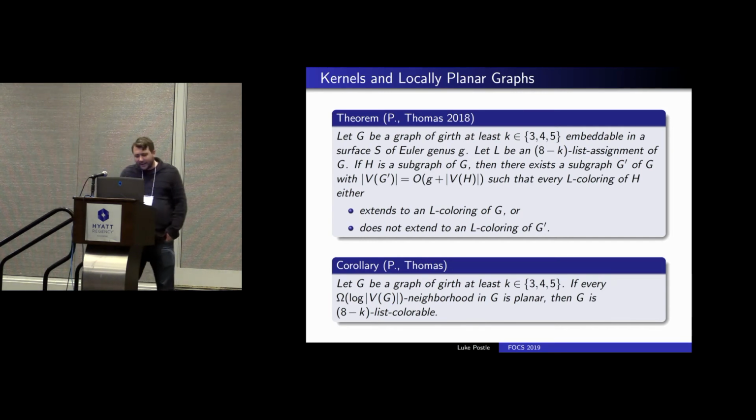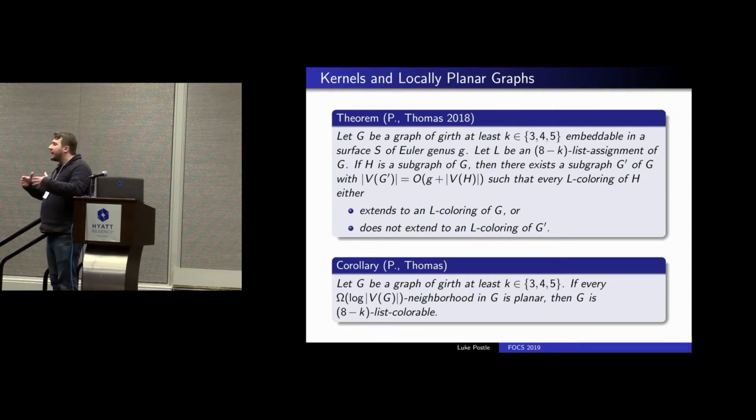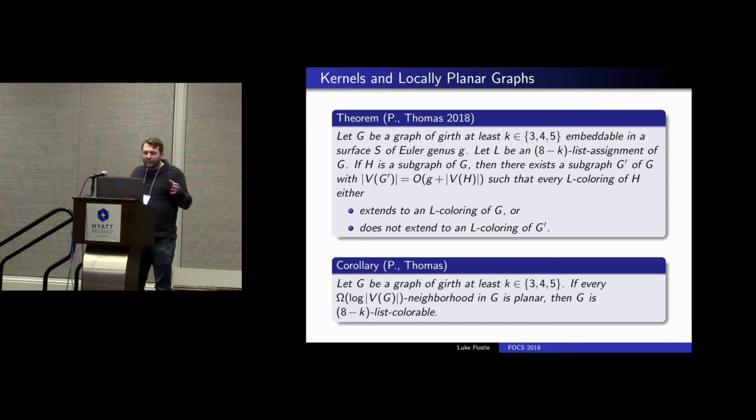It goes like this. I give you a graph. It's no longer on a surface. It just has girth at least k. But I promise you that every, say, log n neighborhood in the graph is planar. So it's locally a planar graph in terms of distance. Then actually you are 8 minus k list colorable.